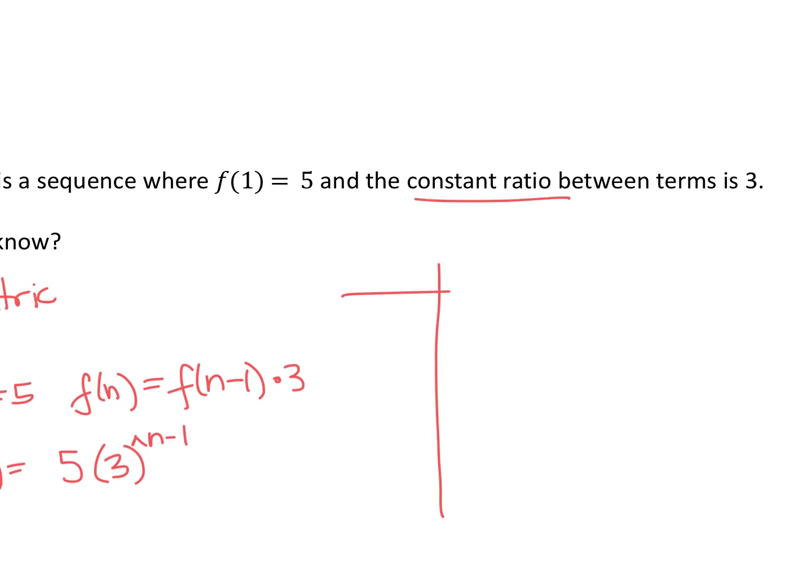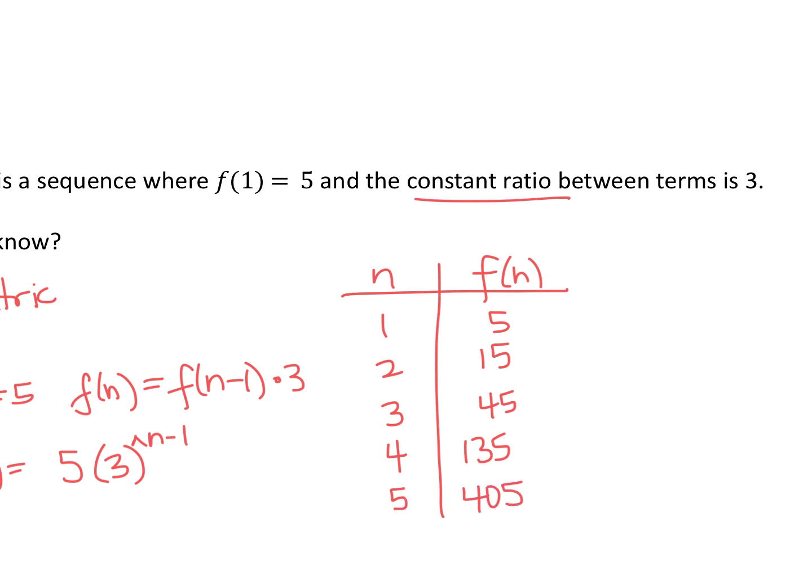So I have n, f of n. So this is going to be 1 is 5, 2 is 15, 3 is 45, 4 is 135, and then 5 is 405. Okay, which means my graph looks like this.